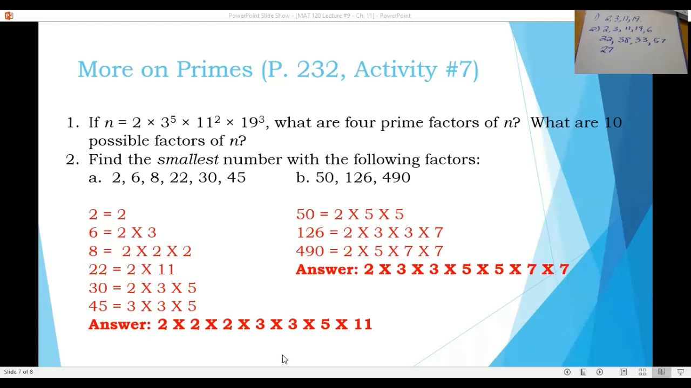In part 2, we're asking you to find the smallest number with the following factors: 2, 6, 8, 22, 30, and 45. And in this case, once again, we're looking at that other methodology we discussed in our last section, where we examine the prime factors and use them to assemble our least common multiple. The smallest number with the following factors is going to be the least common multiple.